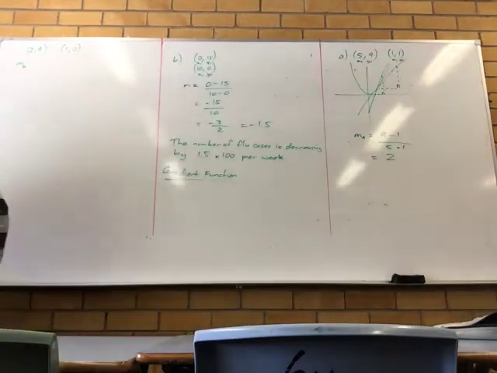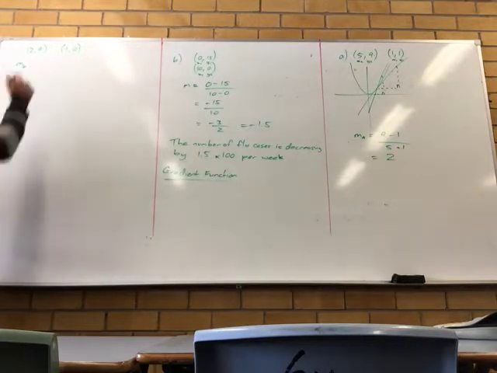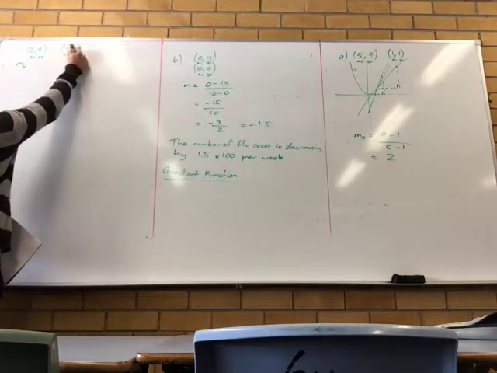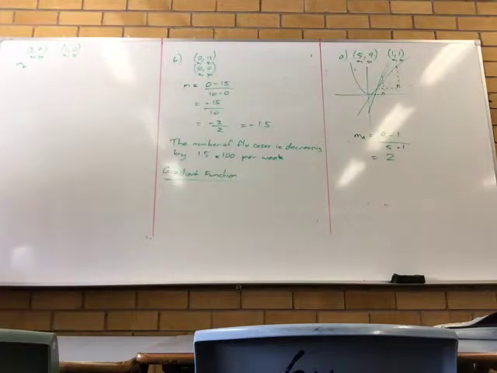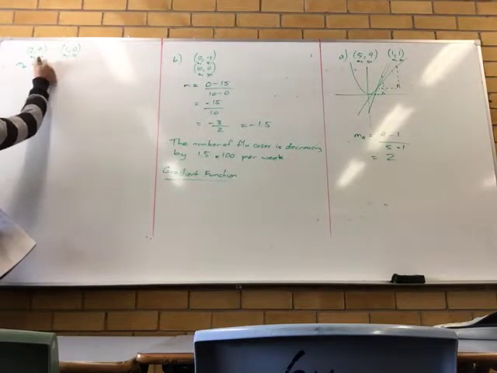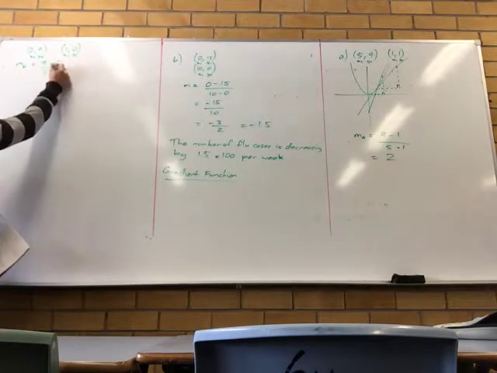Okay, so this is how we calculate the gradient. We make right-angle triangles with the two points and graph them. So x2, y2, x1, y1. Do we expect this value of the gradient to be greater or smaller than 2? Greater, because it's more steep. Okay. So the gradient of B is y2 take away y1 over x2 take away x1.